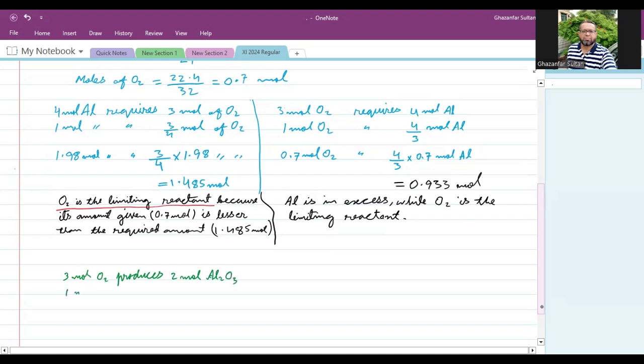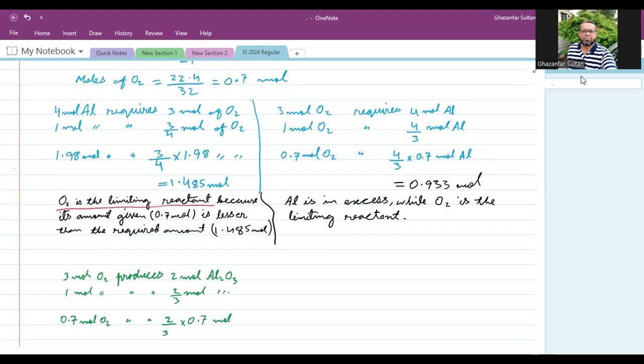So 3 mole of oxygen produces 2 mole of aluminum oxide, so 1 mole of oxygen produces 2 upon 3 mole of aluminum oxide, and we are given 0.7 mole of oxygen, so it will produce 2 upon 3 times 0.7 mole of aluminum oxide. Calculate using your calculator.